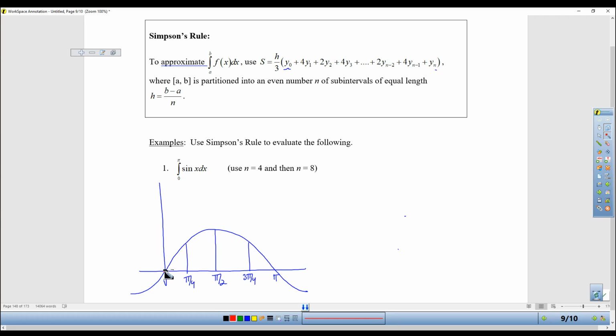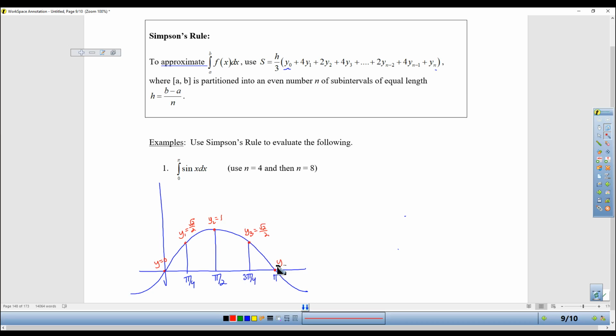First, let's calculate all of our y values. At 0, y is equal to 0. At pi fourths, y is the y value, so that's going to be a base. But that y1 is going to be the square root of 2 over 2. Sine of pi halves is going to be 1. Sine of 3 pi over 4 is also going to be square root of 2 over 2. They're at the same height.